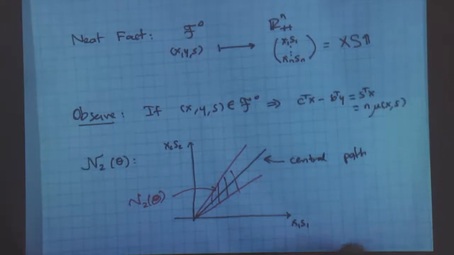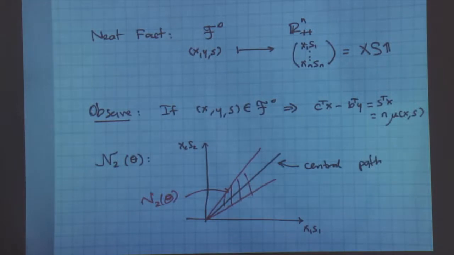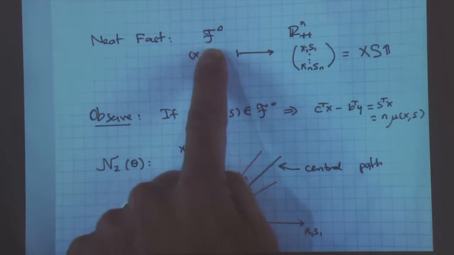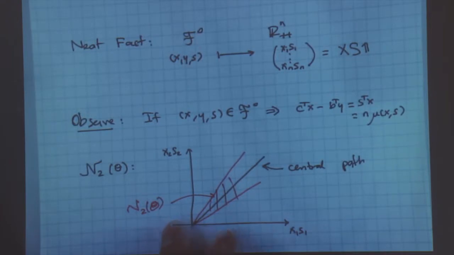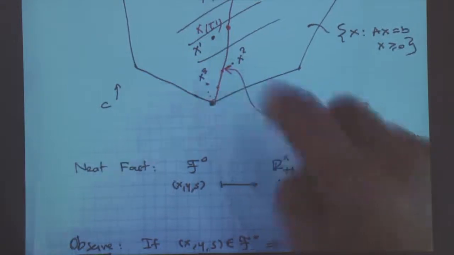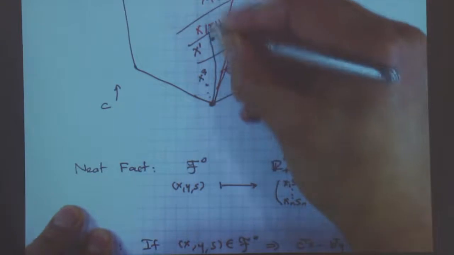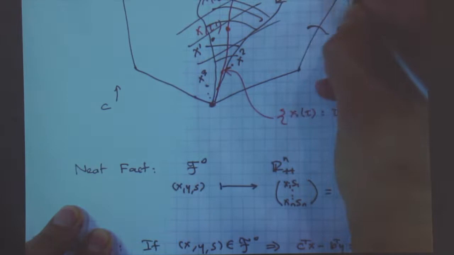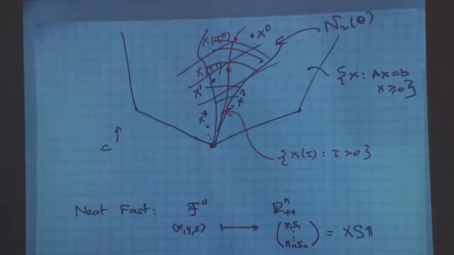Okay. Now, if we think pictorially, if we identify our primal dual strictly feasible set with R^n_{++}, it's very easy to visualize this. If you think about undoing this, then the central path is here, and the neighborhood of the central path would look something like this. That would be N2 of theta in the primal space. So some kind of neighborhood of the central path.